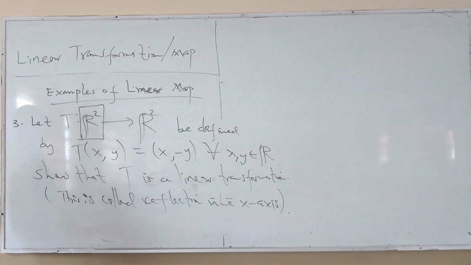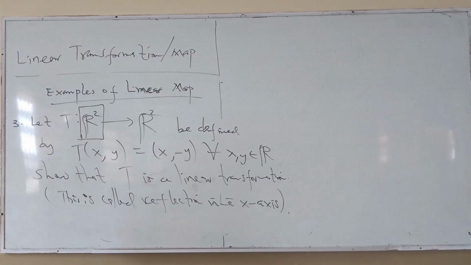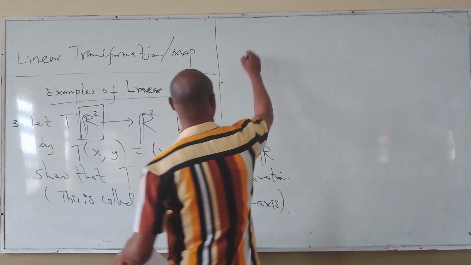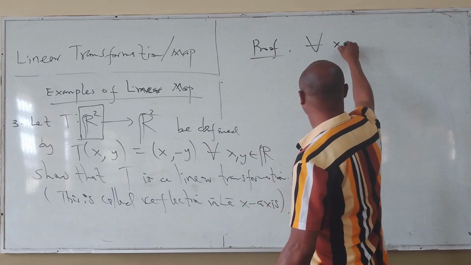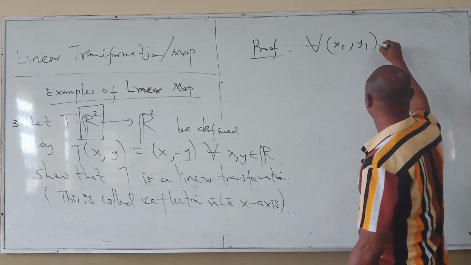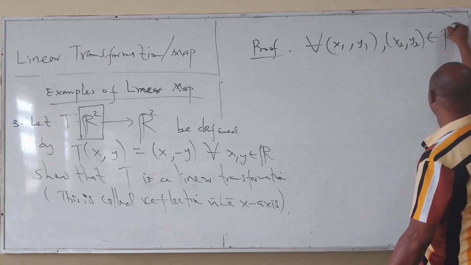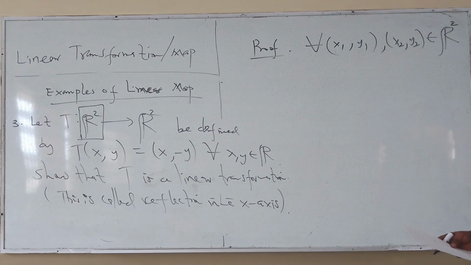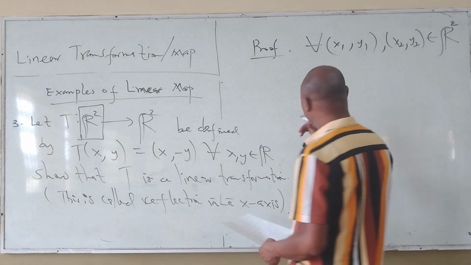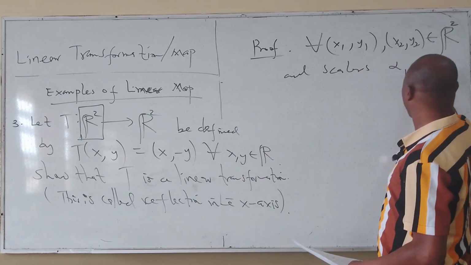Reflection in the x-axis. So we want to show that this one is a linear map. So the same preamble, the proof, so that for every x1, y1 and x2, y2 a member of R squared. Of course, there are scalars, right? And scalars alpha, beta.